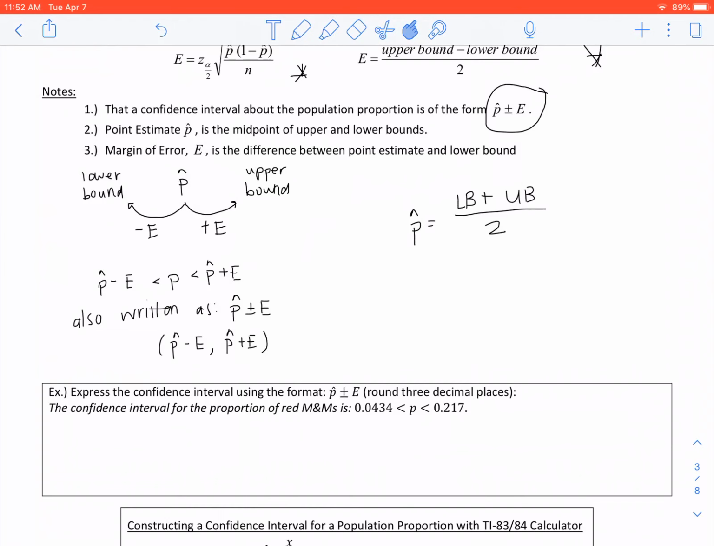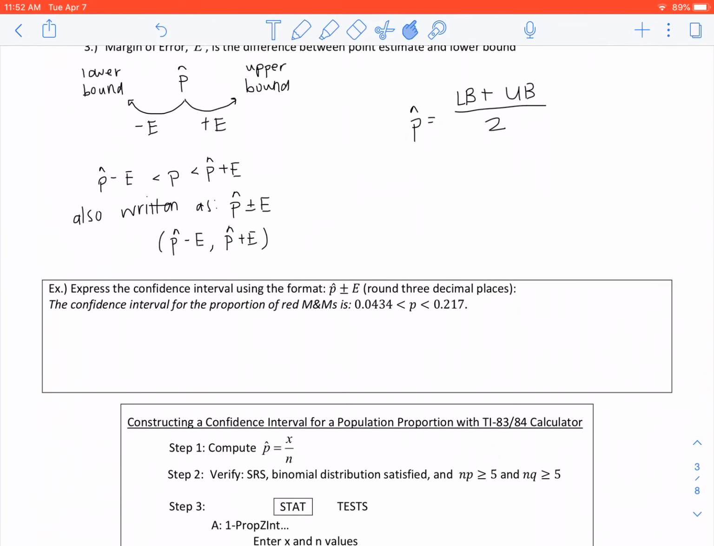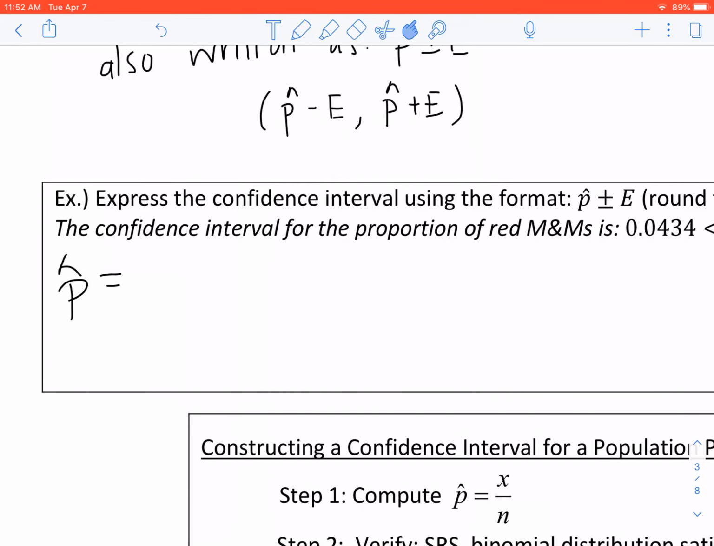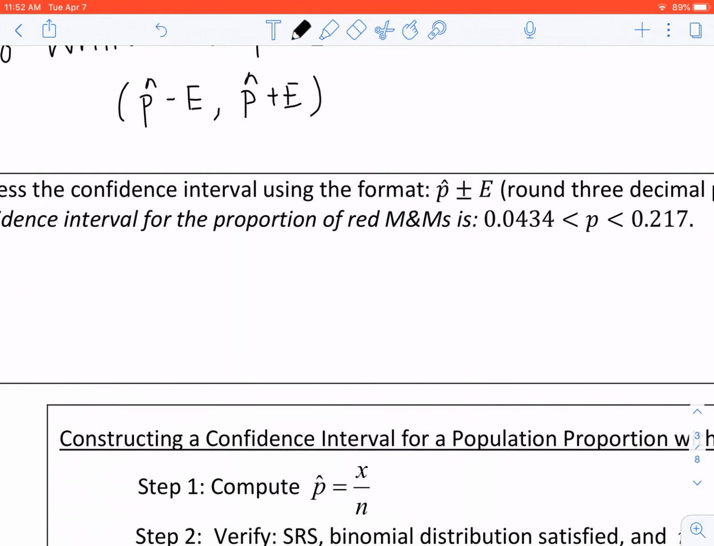So there's an example down below, and it says express the confidence interval using the format of p hat plus or minus E around 3 decimal places. The confidence interval for proportions of red M&Ms is 0.0434 and 0.217, so our true population proportion is between those two. And so we need to come up with our p hat. And so to get our p hat, we are going to add together the lower and the upper bound, which are given to us.